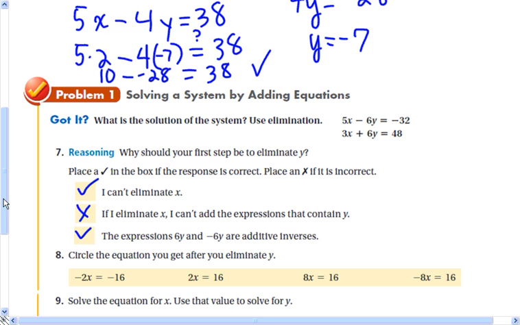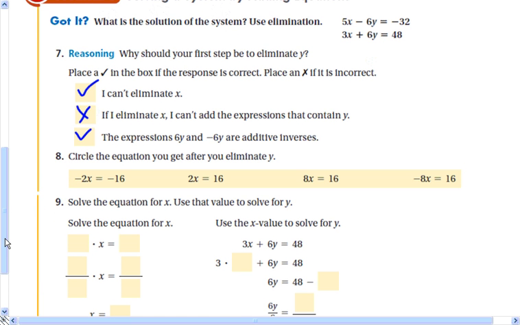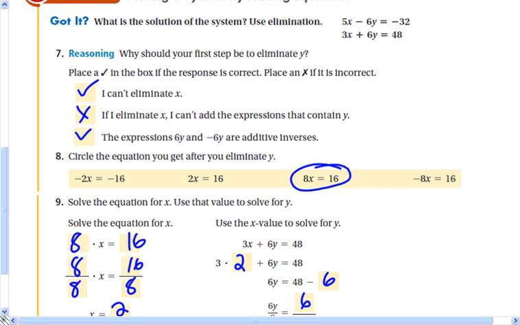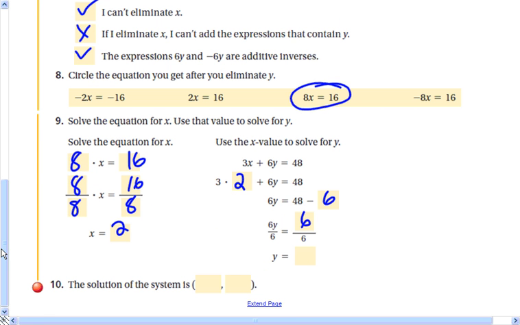All right. And when we do that, we end up with the equation 8x = 16. So we're going to solve that. And we'll do that by dividing both sides by 8, and we get x is equal to 2. All right, and we're going to use that value to solve for y. So 3 times 2, and subtract 6 from both sides, and divide both sides by 6. And we get y is equal to 1. So 2, 1 is the solution.